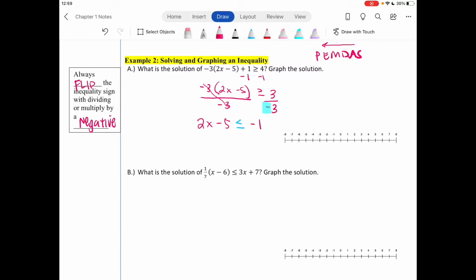Now we can add 5 to both sides, and we'll get 2x is less than or equal to 4. Divide by 2, and x is less than or equal to positive 2. With this solution, we can now graph it. We know that we're going to be at positive 2, and since it can be 2, we're going to put a closed circle. Then it's less than, so we're going to shade everything to the left since all those values are smaller than 2.